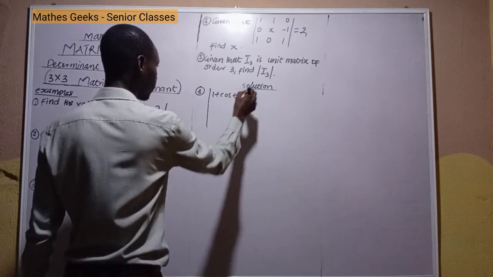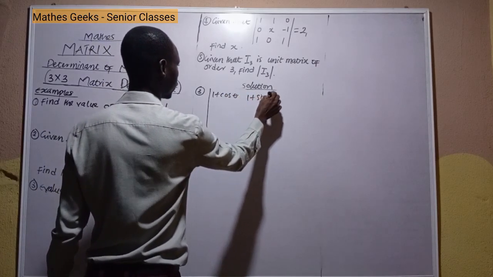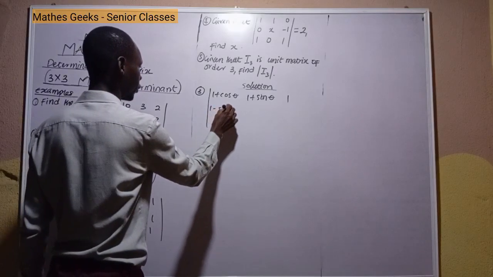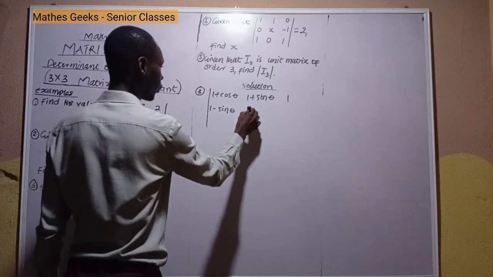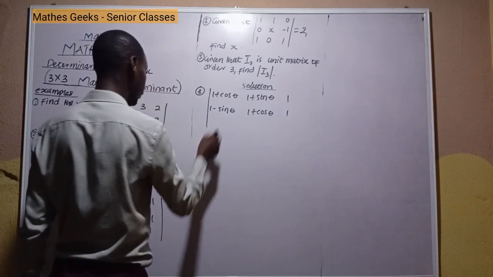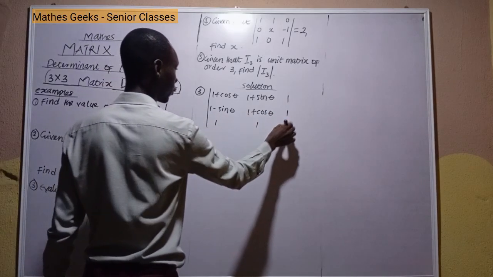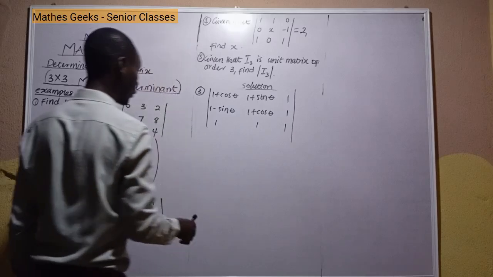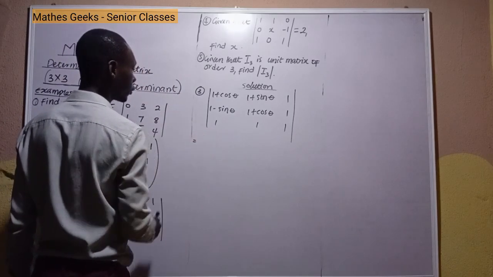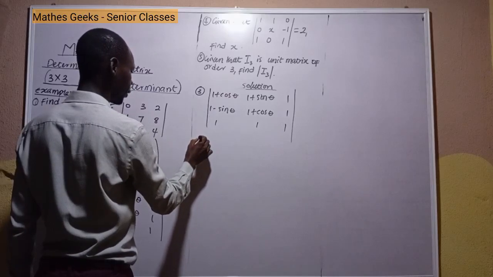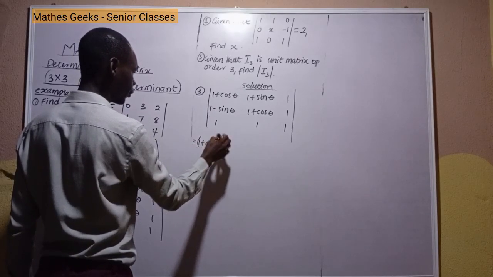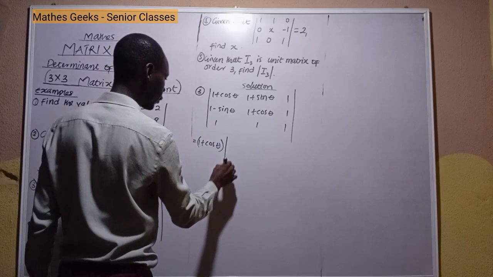1 plus cos theta, 1 plus sin theta, 1, minus sin theta, 1 plus cos theta, 1, 1, 1, 1. And this is equal to... 1 plus cos theta is positive.